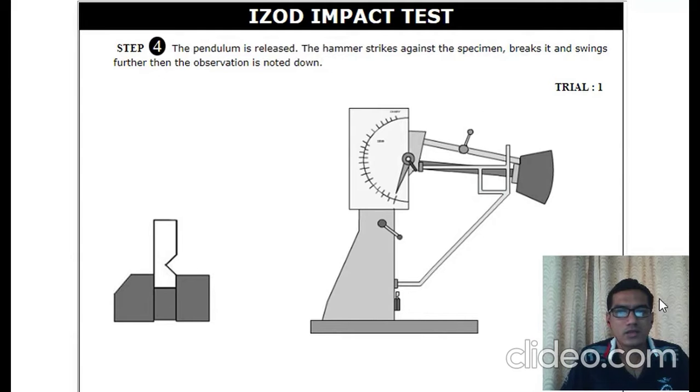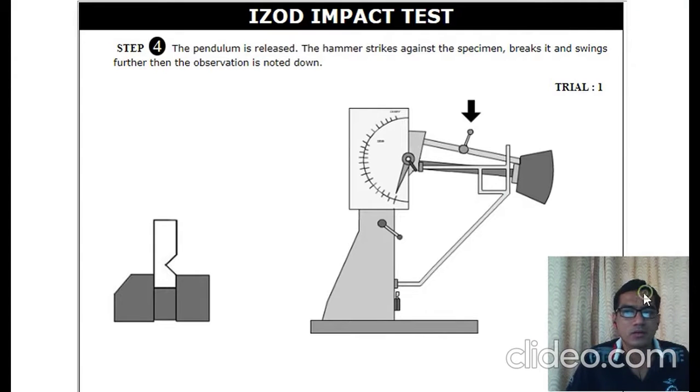Then in the next step, the pendulum is released, the hammer strikes the specimen, breaks it and swings further, then the observation is noted down.